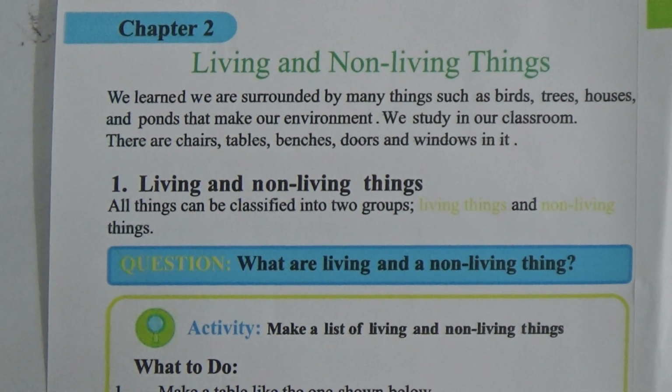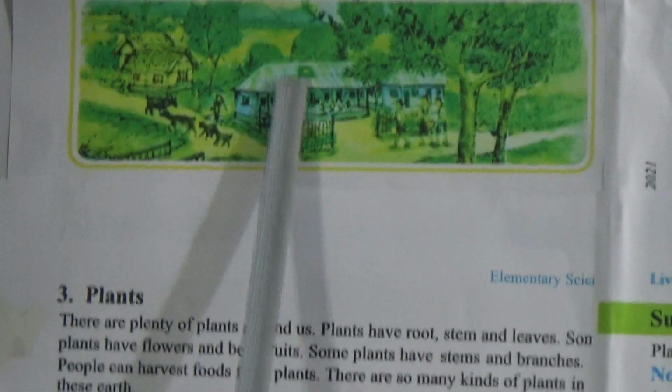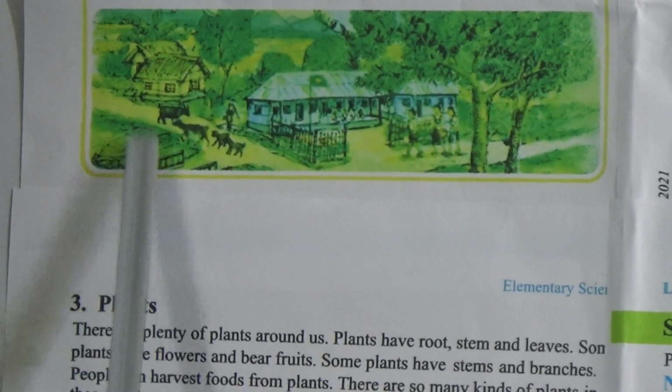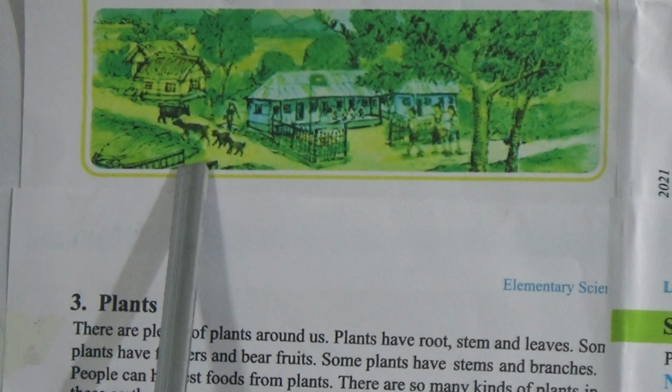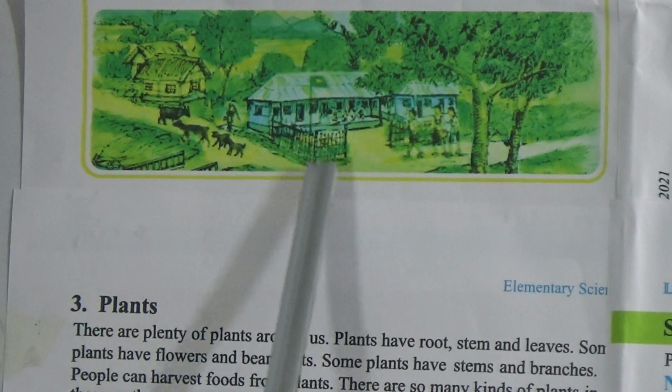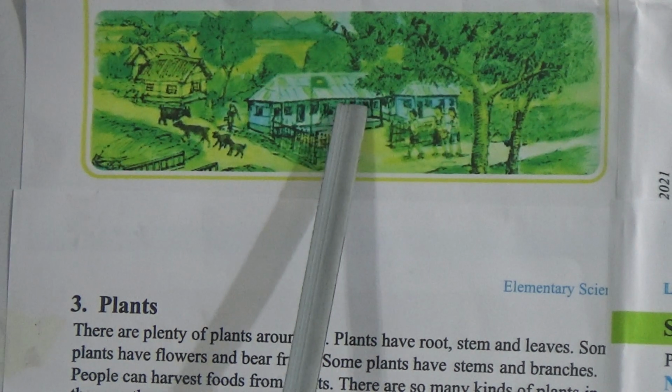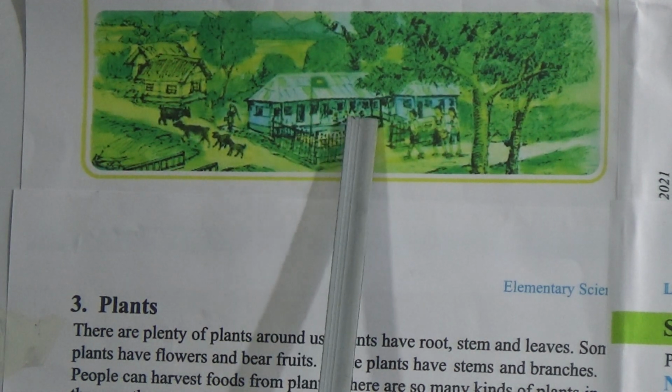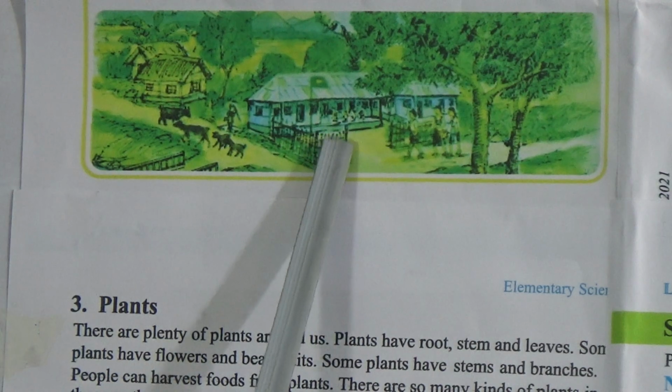Now look, this is the picture. Some are non-living, some are living. The students are living things, that means man. Animals are living things, plants are living things. Now the school building, it is a non-living thing. The flag is a non-living thing. House, non-living thing. And road and bridge are non-living things. And in the school there are tables, chairs, benches, all are non-living things.